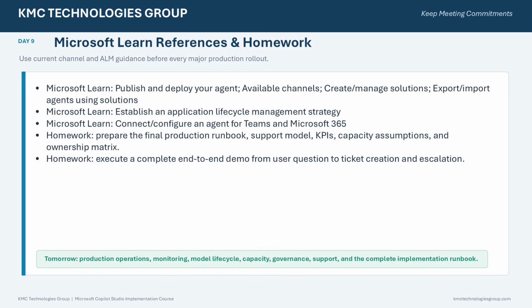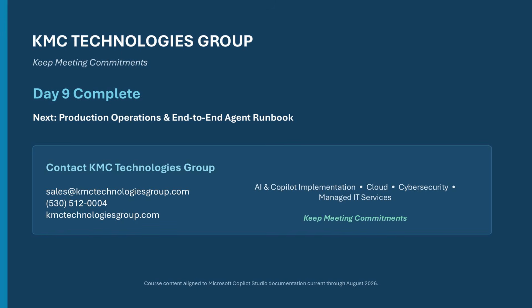Every production release should also have operationally useful release notes. Record the solution and agent version, release date and owner. Document changes to instructions, topics, tools, and knowledge. Call out new connectors or permissions. Include test evidence and known limitations. Document the rollback plan. Then notify the appropriate stakeholders, including support, security, content owners, channel administrators, and users when visible behavior changes.